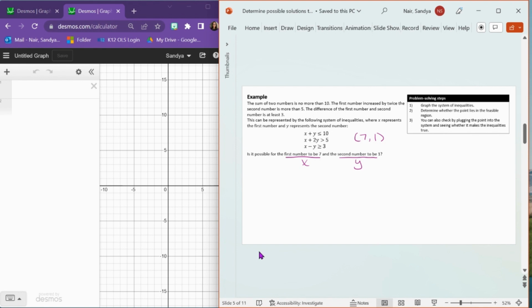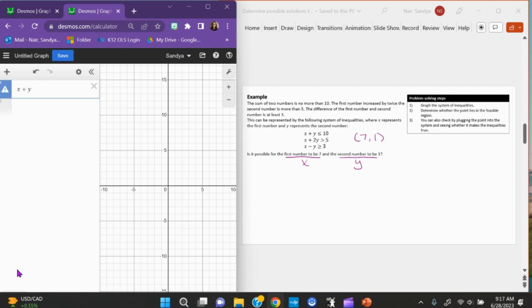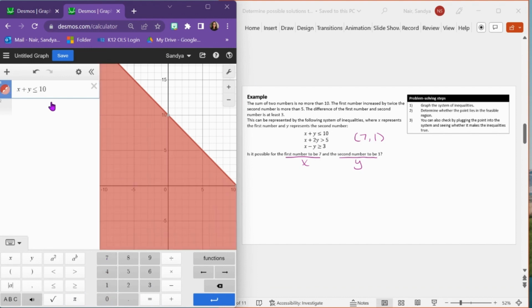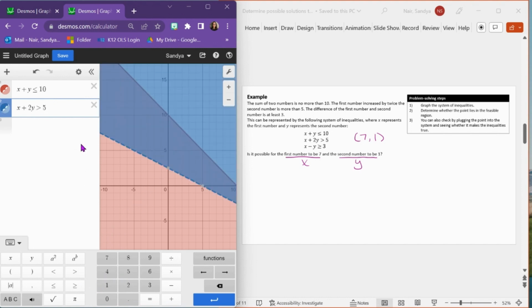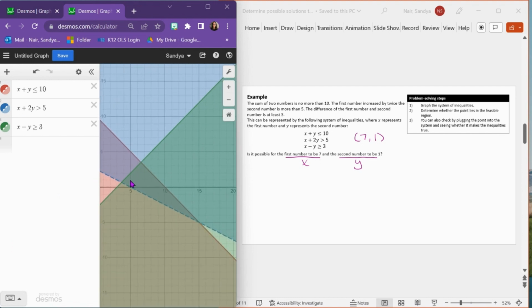One way is we can go to Desmos and graph all three inequalities, right? We can say x plus y is less than or equal to 10, and then we have x plus 2y is greater than 5, and then we have x minus y is greater than or equal to 3. Okay, so you can see here, here's our feasible region, because that's the region where all of the shading overlaps, like this triangle right here.